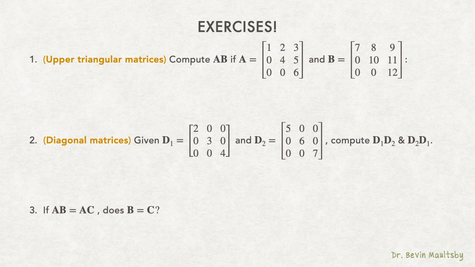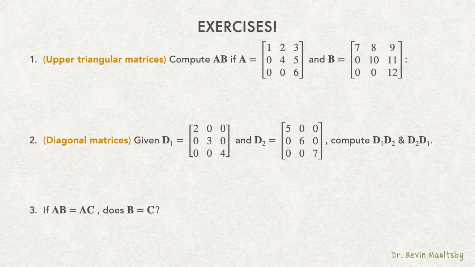After you've done exercise number 1, or at least enough entries to see what's happening, fully do exercise number 2. It won't take you as long. So here I've given you what we call diagonal matrices. D1 is the diagonal matrix with 2, 3, 4 along the main diagonal. D2 is the diagonal matrix with 5, 6, 7 along the main diagonal.